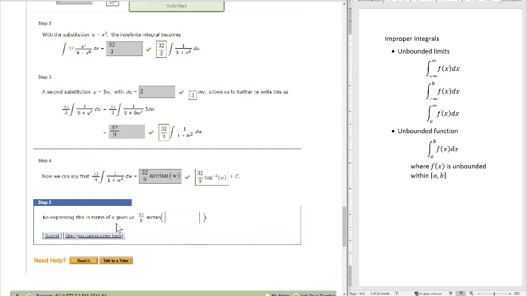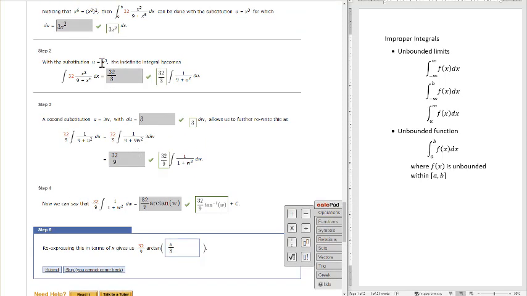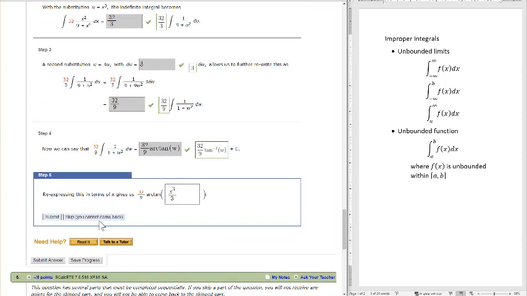Okay, so re-expressing the values in terms of x, let's backtrack. What does w equal? w is equal to u over 3. And what does u equal? u equals x to the 3rd. So expressing this back, we get x to the 3rd power divided by 3.